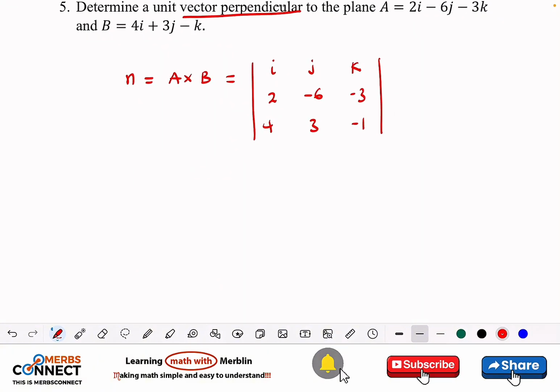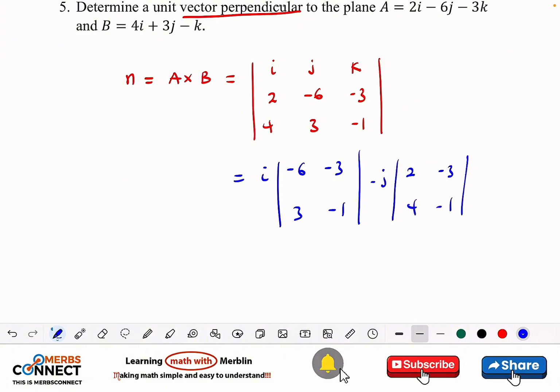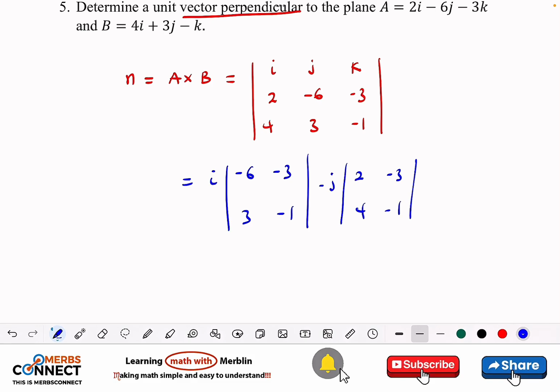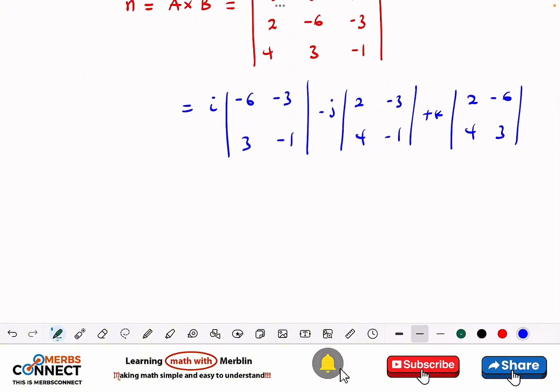So let's go through quickly. This is going to be i, cancel this, minus 6, minus 3, 3, minus 1, right? And then minus j, 2, minus 3, 4, minus 1, because we cancel this and that. And then plus k, we cancel this and that, so we have 2, minus 6, 4, and 3. Let's try and finish it up.